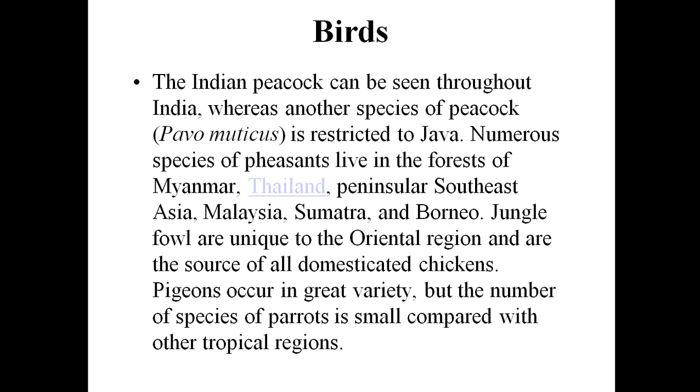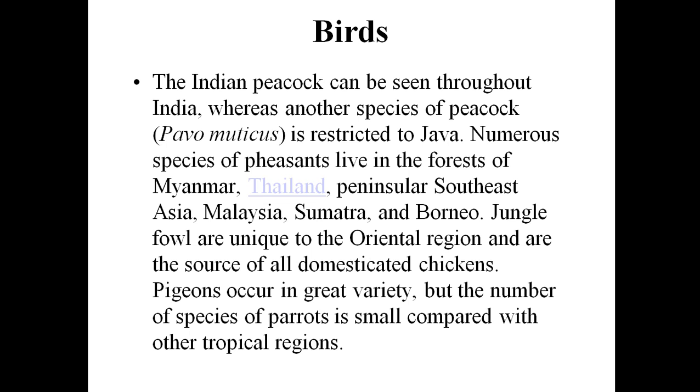Then birds. The Indian peacock can be seen throughout India. There's also one more cousin to our peacock, known as Pavo muticus, seen in Java. A lot of pheasants live in the forests of Myanmar, Thailand, peninsular Southeast Asia, Malaysia, Sumatra, and Borneo.